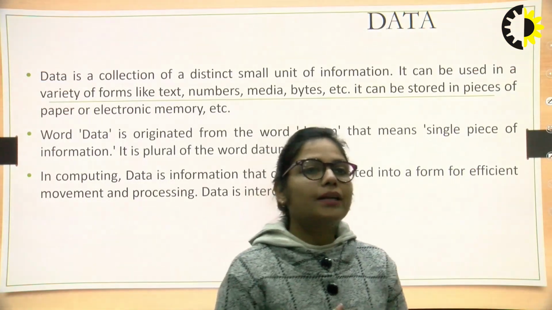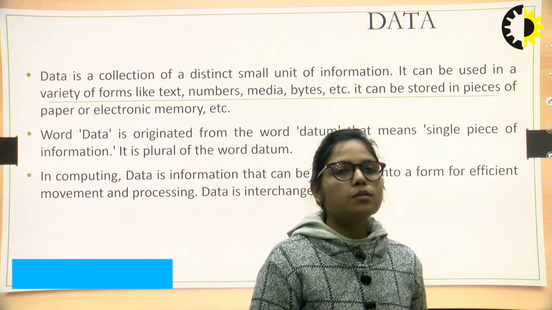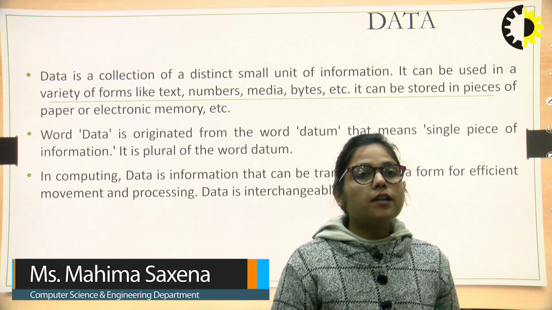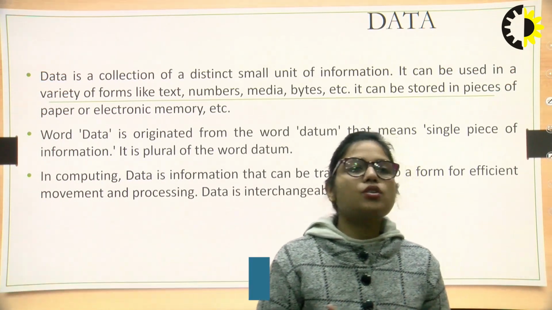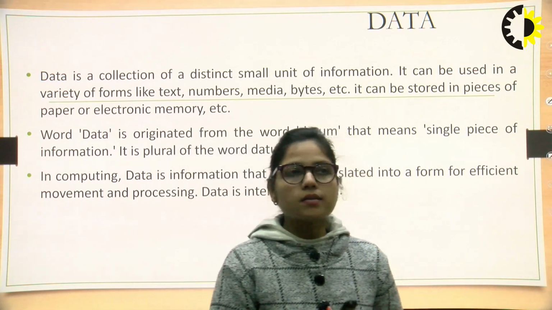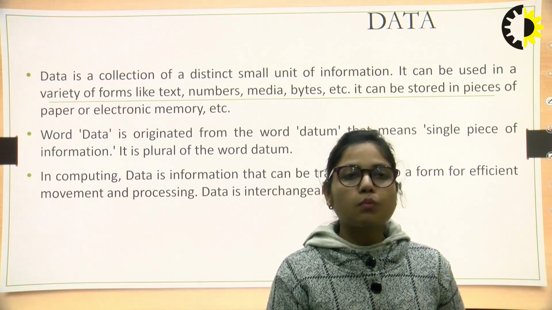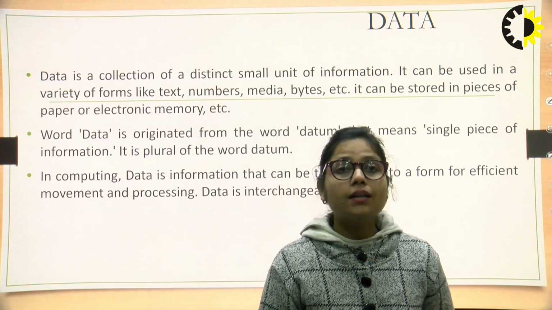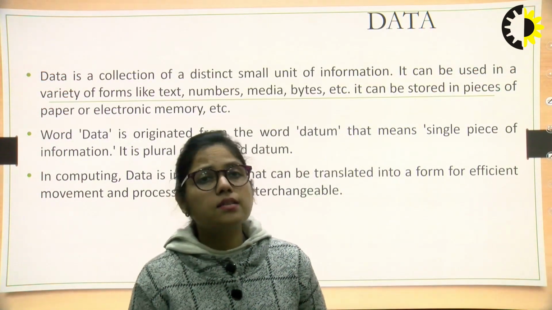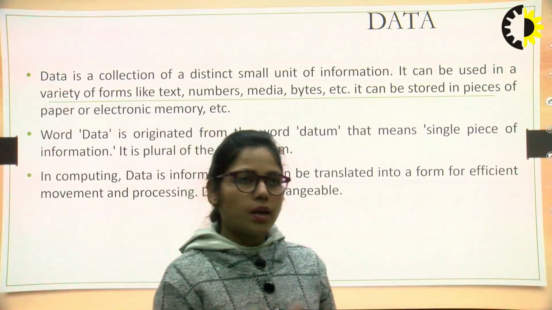Now what is data? First of all, the full form of DBMS is Database Management System. Basically, in this subject, we will try to understand how we can manage our data in different forms. First, we need to understand what is data. Data is a collection of distinct small units of information. It can be used in a variety of forms like text, number, media, bytes, etc. It can be stored on a piece of paper, electronic memory, etc.